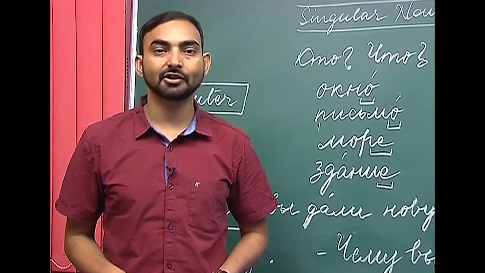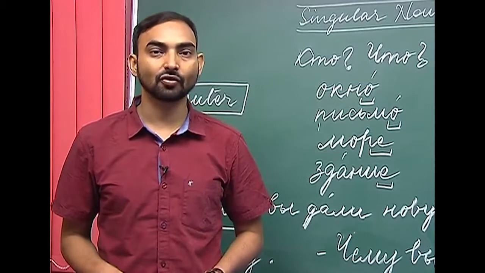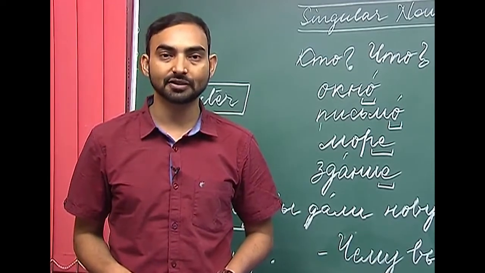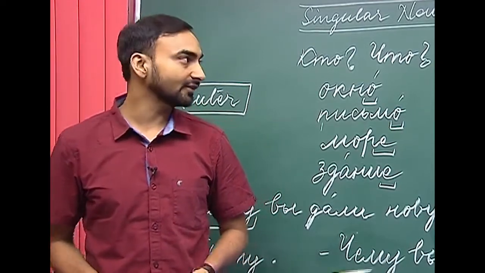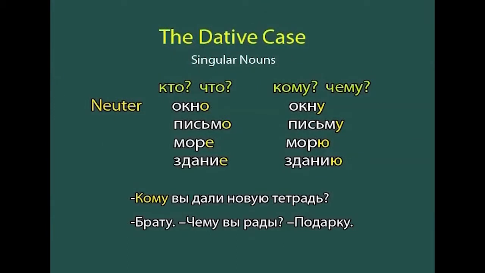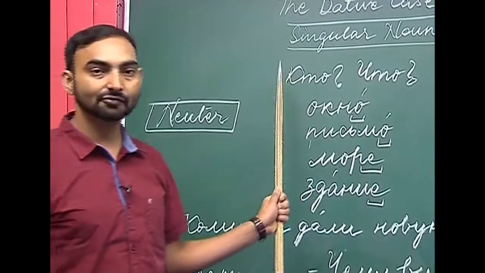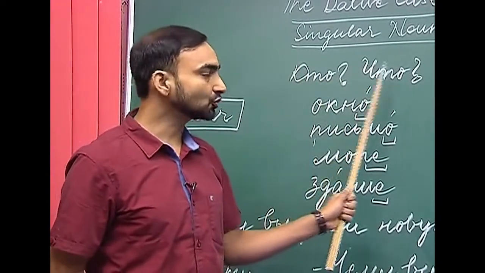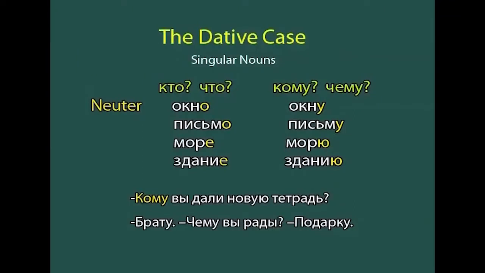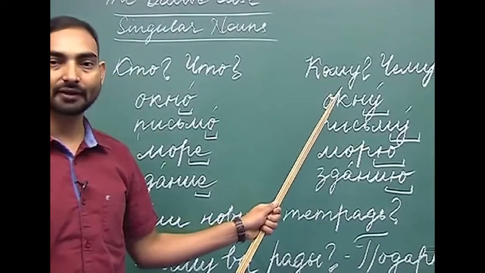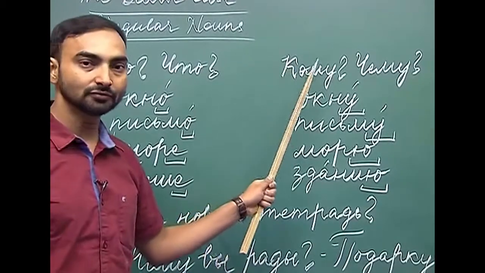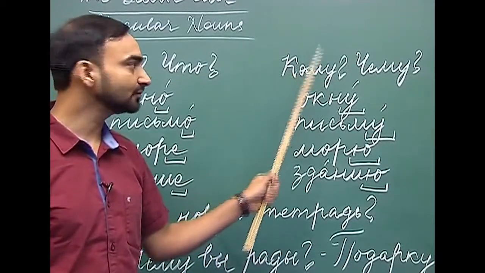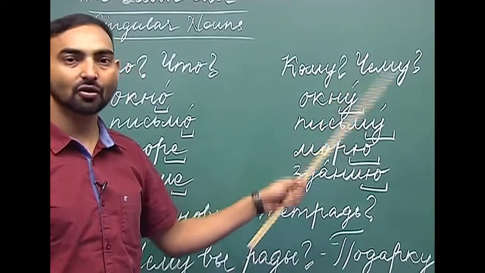Let us discuss the neuter gender nouns now. What happens when neuter gender nouns are used in the dative case? How do they decline in the dative case? Here are the nominative case forms of the neuter gender nouns which answer the questions kto and shto, who and what, and these are the forms that are used in the dative case which answer the questions kamu, to whom, and chimu, for what or to what.